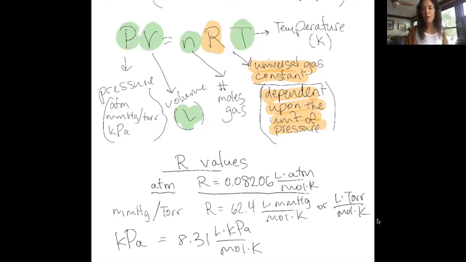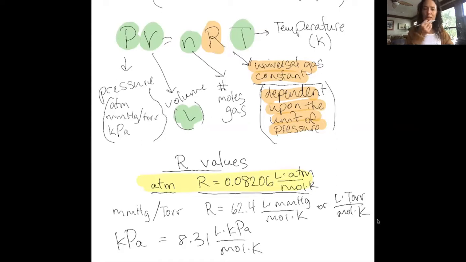Now, obviously, I've memorized them. I've been doing this for a long time. What I would recommend to you, you will be provided these R values on your equations and constant sheet, but you don't want to be wasting your time looking for constants. So what I often suggest is memorize this one because it's the most common one in this course.